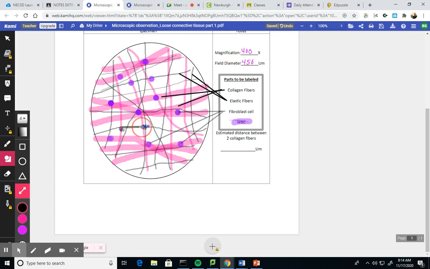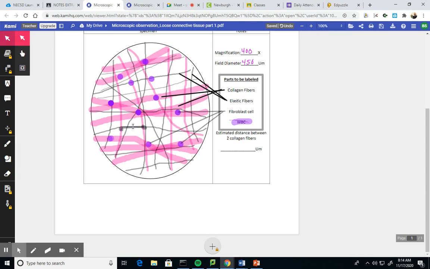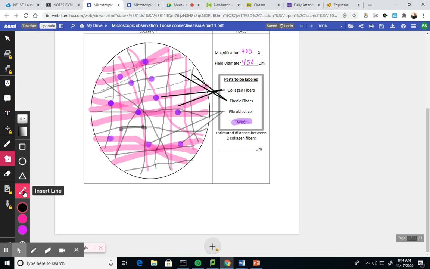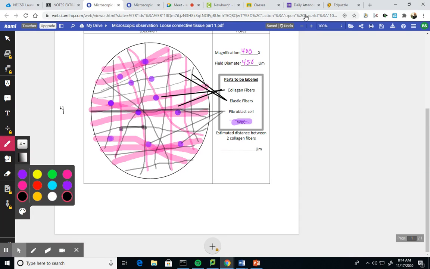So what's the distance from here to here? That's what we're asking, right? If I could hit the select button, and now I can move this line, right? Well, I got to remind myself, what is the field diameter of this field of view, right? So what is the distance going all the way across? Well, we know that already. We know the distance going all the way across is 400. Oh, that's 450 micrometers from here to here.